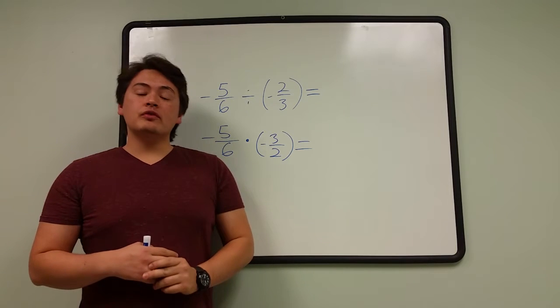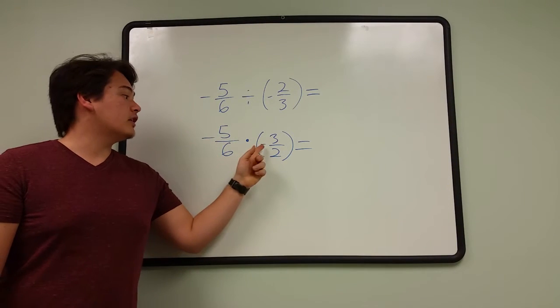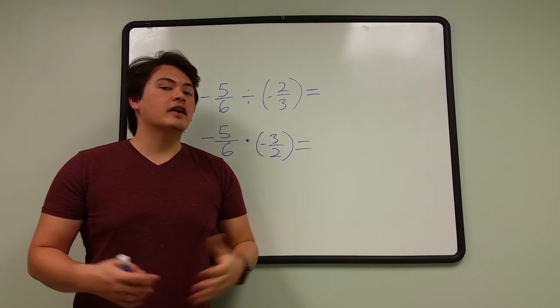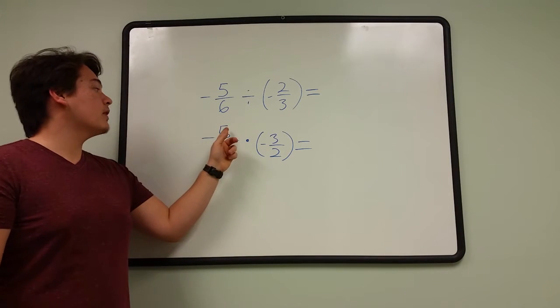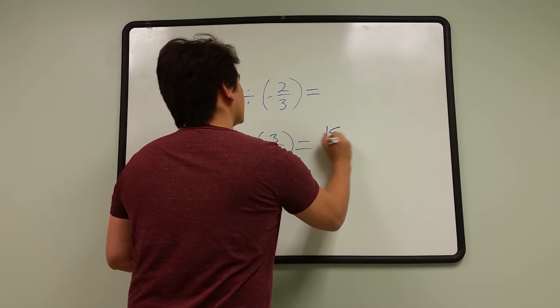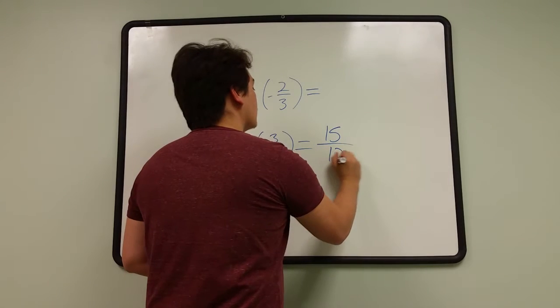So in the rules of multiplication, when you're multiplying a negative number by another negative number, we know that the answer is going to be a positive number. So now that we know that, let's just work across. We have 5 times 3, which is going to give us 15. And we have 6 times 2, which is going to give us 12.